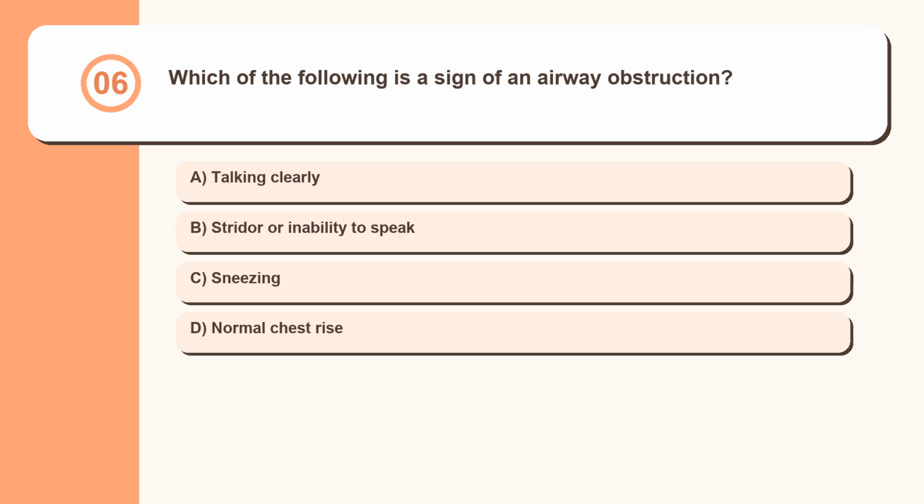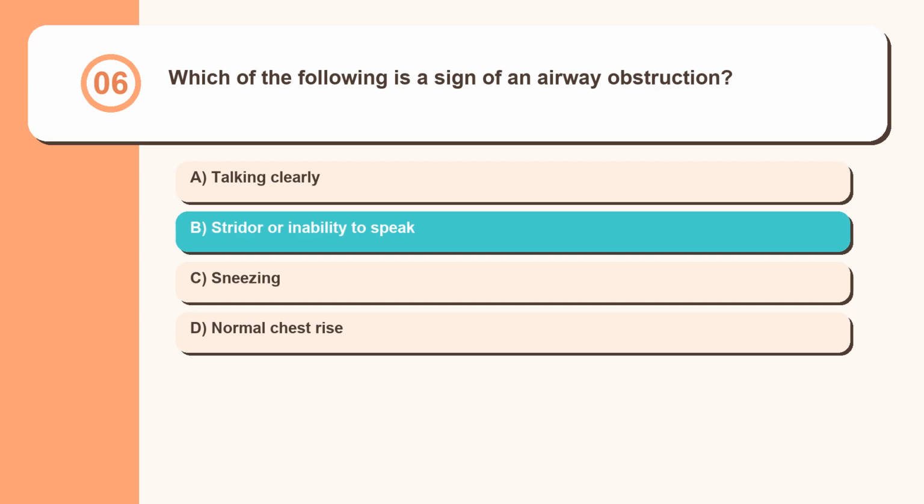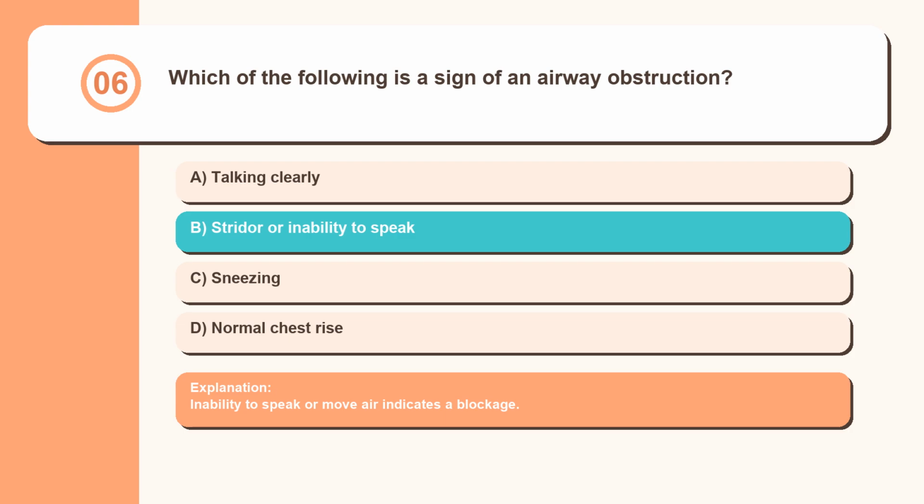Question 6. Which of the following is a sign of an airway obstruction? Talking clearly, stridor or inability to speak, sneezing, normal chest rise. Inability to speak or move air indicates a blockage.